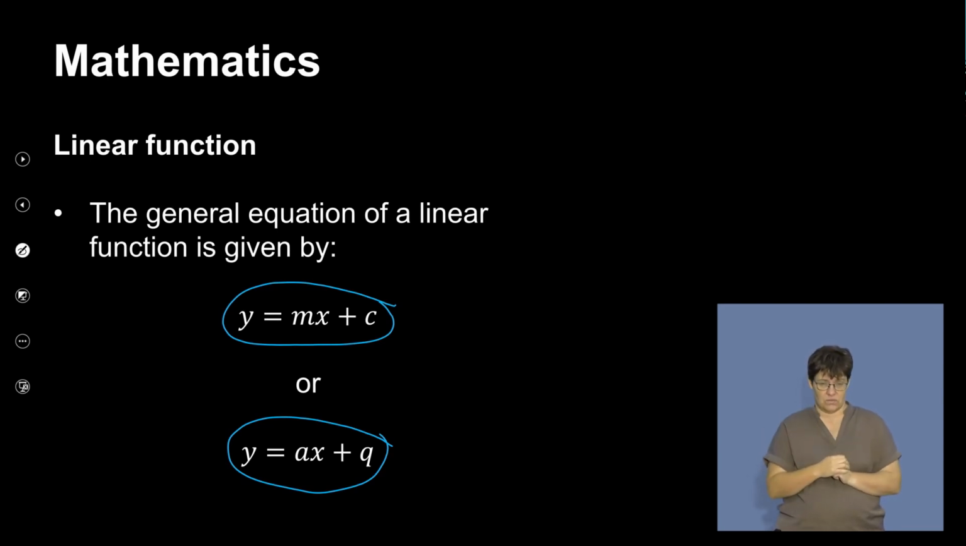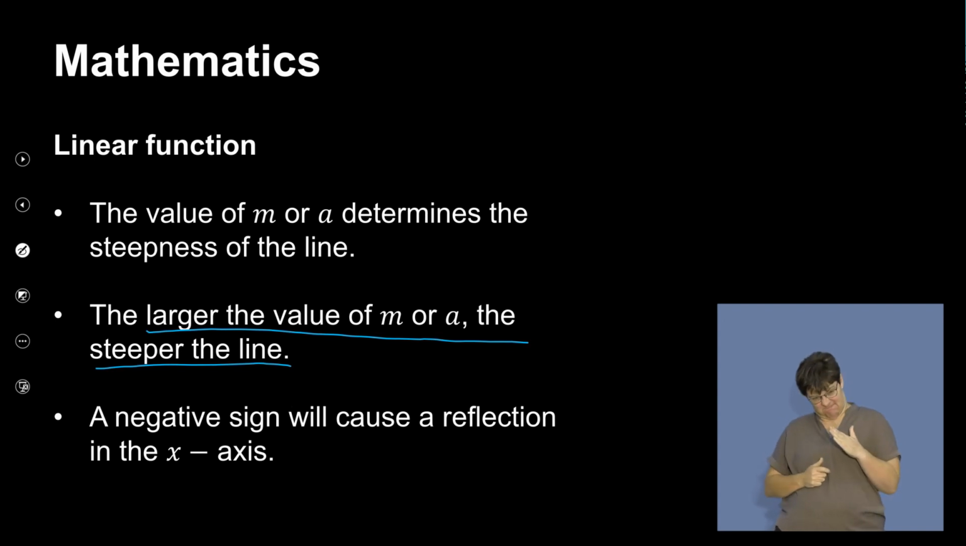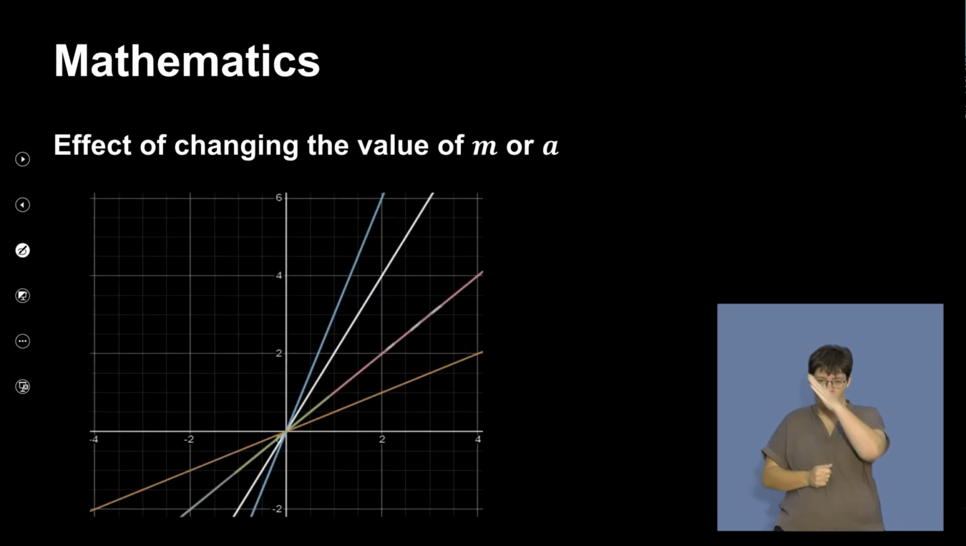It really means one and the same thing. Just that some textbooks use m and c, some use a and q, but they really mean one and the same thing. Now the value of m or a determines the steepness of the line. The larger the value of m, the steeper the line, right? And remember the negative sign will cause a reflection in the x-axis, where the direction then changes.